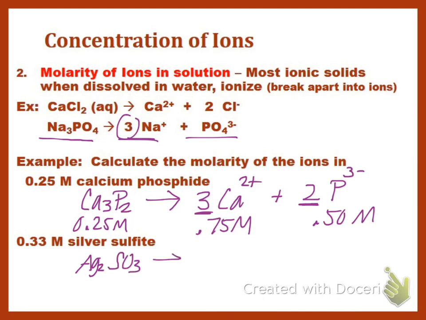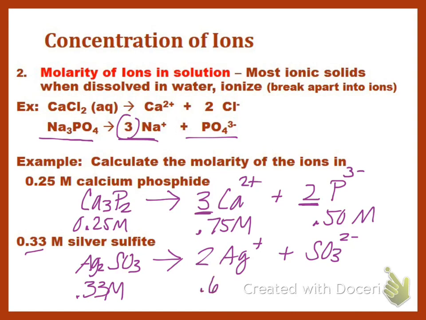Okay? So let's do silver sulfite, which is Ag2SO3. When it breaks apart, it's going to give you 2 silver plus a sulfite. And this is 0.33 molar. So how much silver would I have? 0.66 molar silver and 0.33 molar sulfite. Because basically it takes twice as much silver to go with the sulfite. Okay? So that's pretty straightforward.